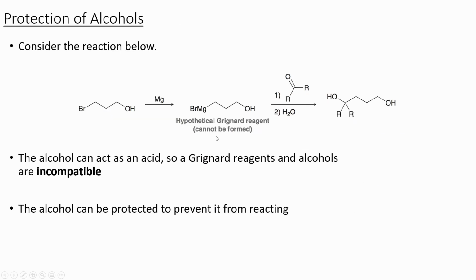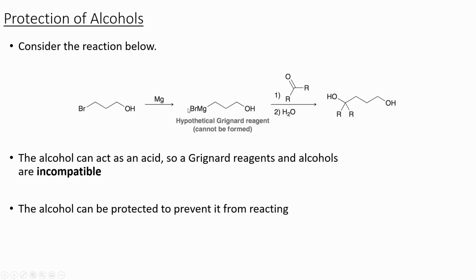So let's take a look at this starting material here. On this starting material, we have on one side a bromine, and on one side we have an alcohol. So if we want to form a Grignard reagent, we would hypothesize that we would form the magnesium carbon bond over here because that's where the halogen is.